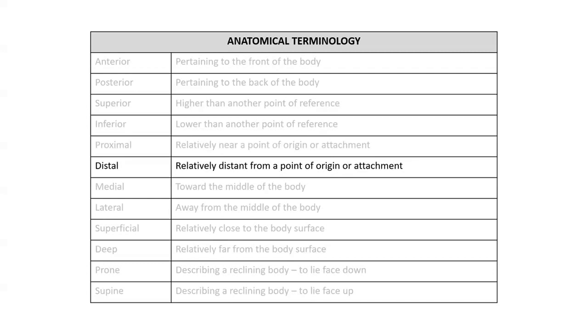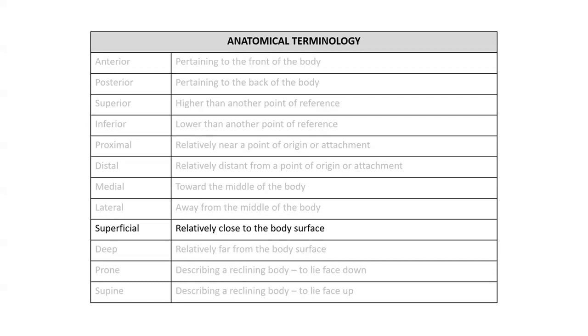And then the opposite of proximal is distal. Distal refers to being relatively distant or far from a point of origin or attachment. So you would say that your hand is more distal to your shoulder than your elbow. Medial means towards the midline or the middle of your body. For example, your nose sits medially on your face. Lateral is away from the middle of the body or to the side. So your ears sit laterally to your nose.